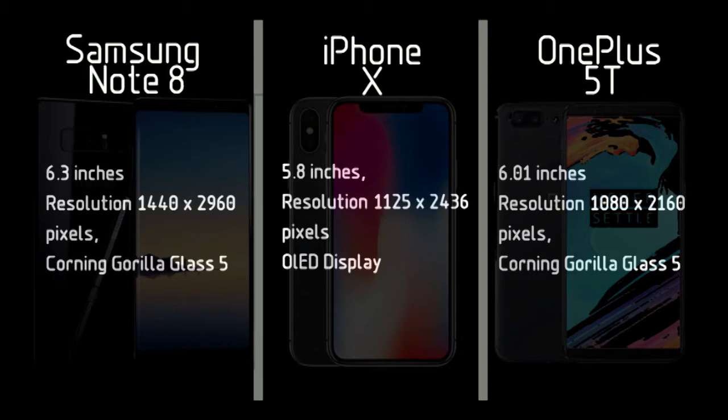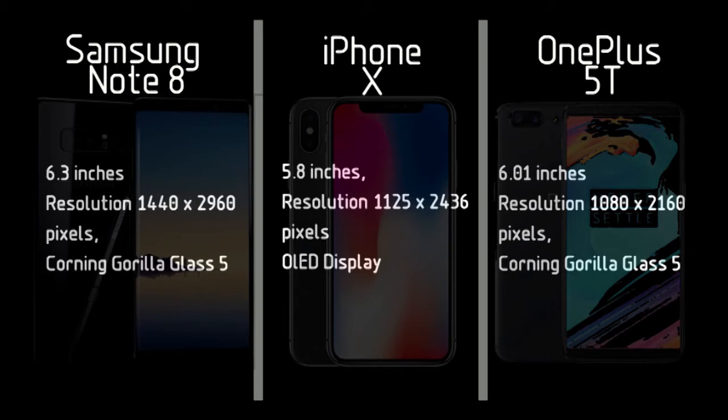It has a 6.3-inch display with a resolution of 1440 by 2960 pixels, and it has a Corning Gorilla Glass 5 with a screen-to-body ratio of 83.2% and a 521 pixel per inch density, while the iPhone 10 has the 5.8-inch display with a resolution of 1125 by 2436 pixels. It has an OLED display. I may also add that this is the first iPhone in the history of iPhones that has an OLED display, while the previous ones have the LED display. It has the 82.9% screen-to-body ratio and 458 pixel per inch density.